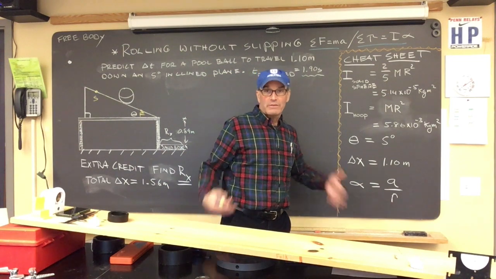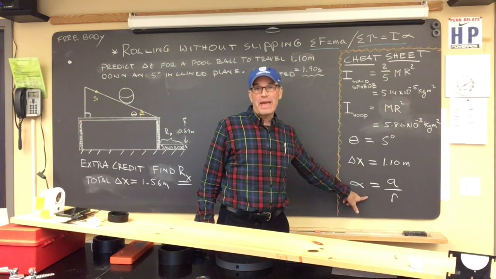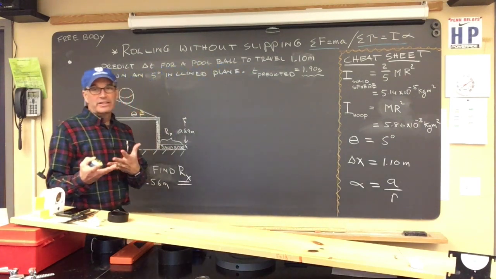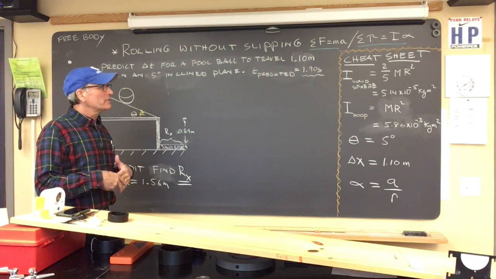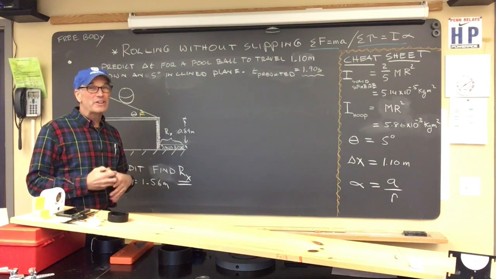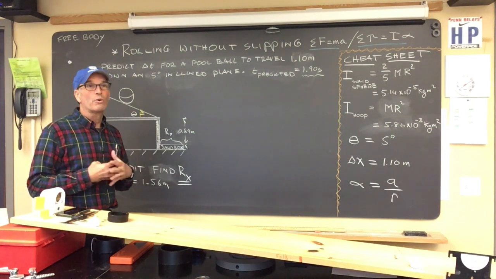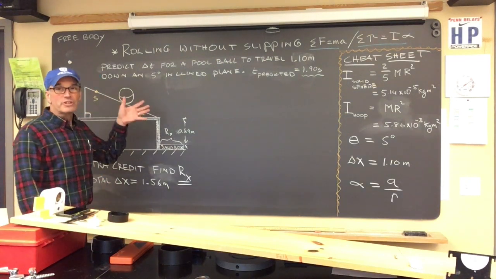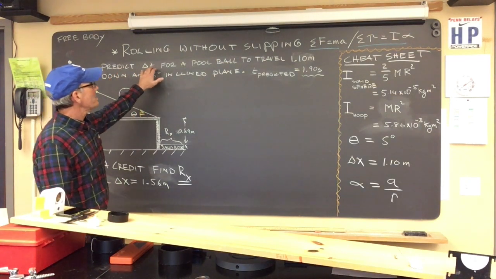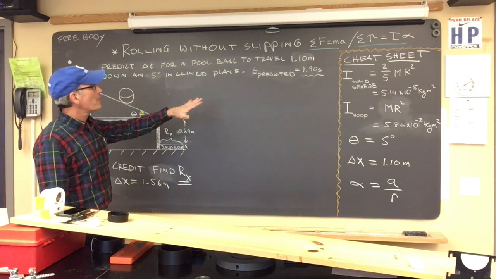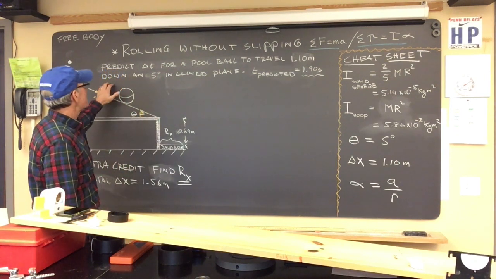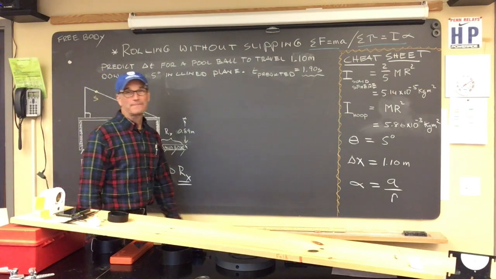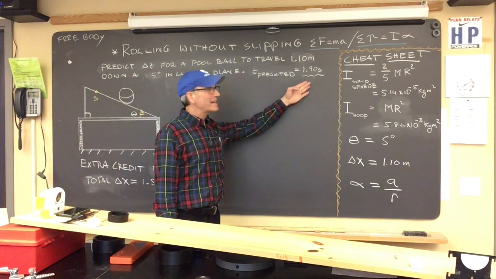In order to couple these two together, I have to apply my magic substitution, alpha equals a over r. Now here's the challenge. I don't directly ask for the linear acceleration, but I think you're going to have to decide, oh, we need to calculate that first or derive that first. Here's the challenge. Predict the time it takes for the pool ball to travel 1.1 meters down a 5-degree inclined plane.